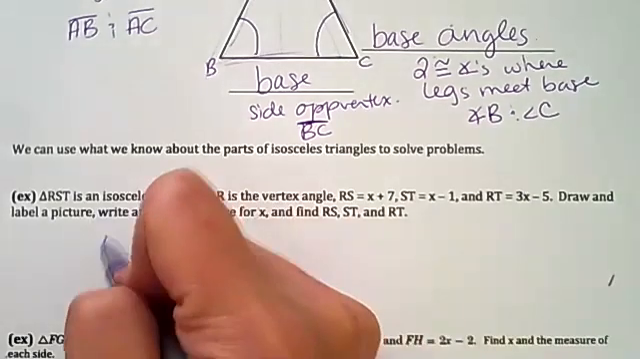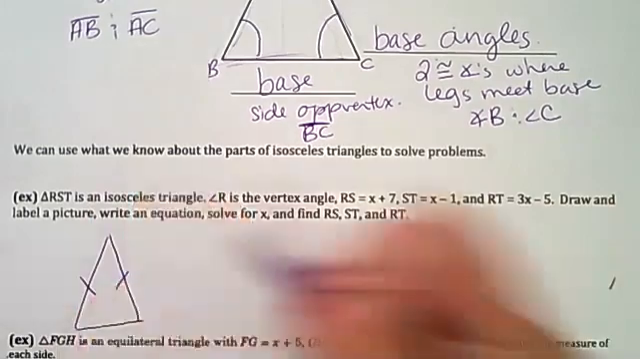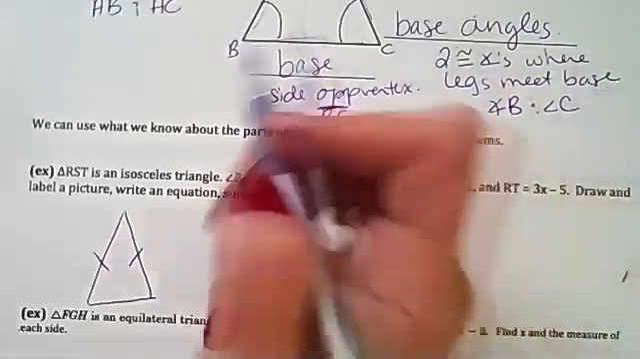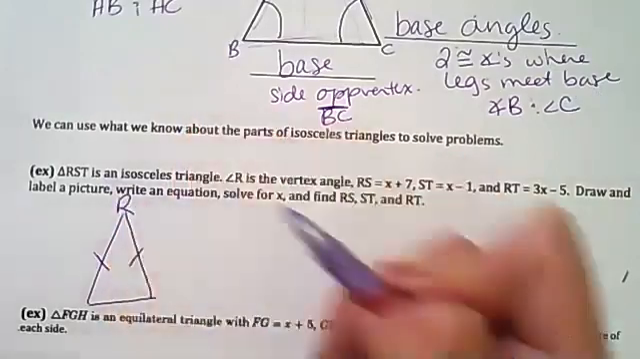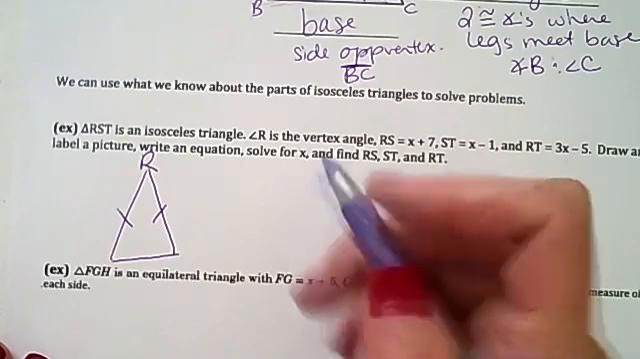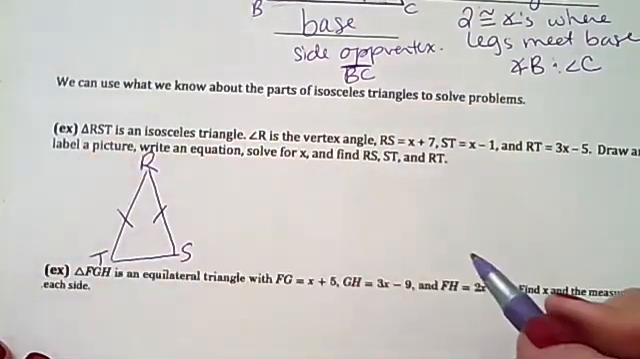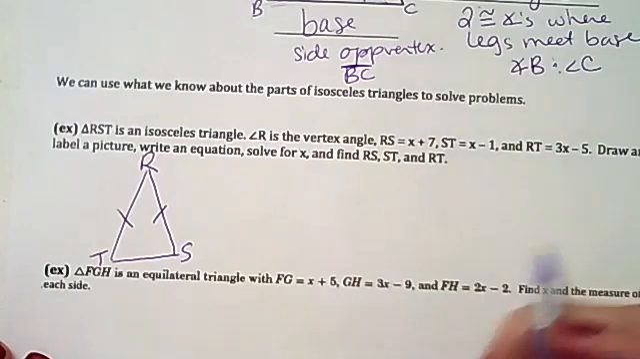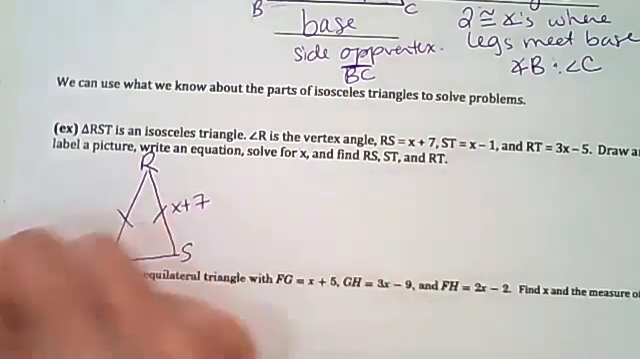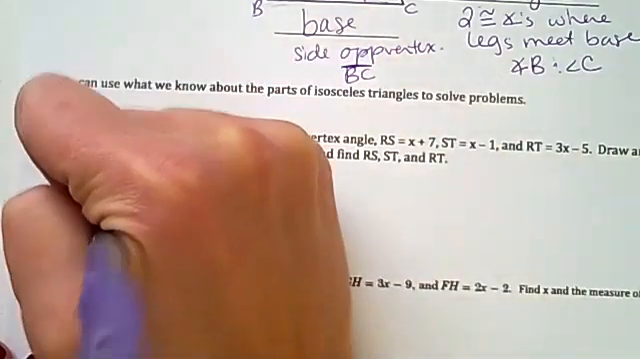So we need a triangle that's isosceles. It says R is the vertex angle, so R would be here. R is the angle where the two congruent sides meet. So then S and T can go here and here. It doesn't matter where. Then if we label the rest, RS is X plus 7, ST is X minus 1, and RT is 3X minus 5.